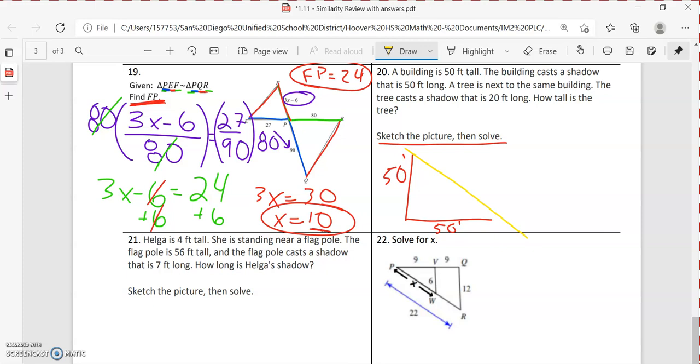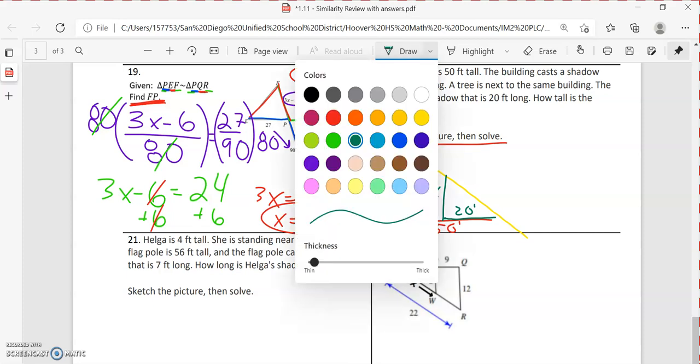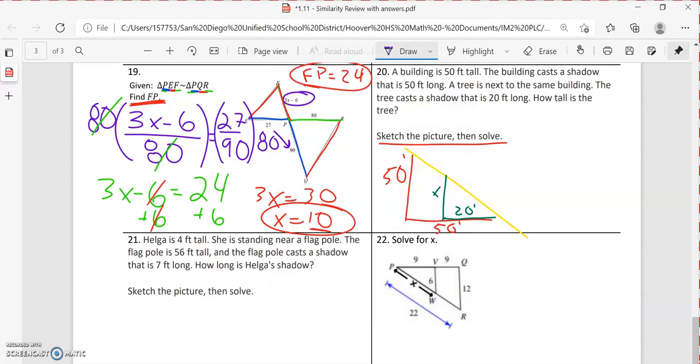A tree is next to the same building. We'll use green for tree. So here's next to our building. That tree casts a shadow that is 20 feet long. Find, or how tall is the tree? So that's our x. So let's set up a proportion. We have our x right here. So x is similar to 50. And then the other number in the shape is 20. So that's going to go up next to our x. And that number is compared to 50 as well.